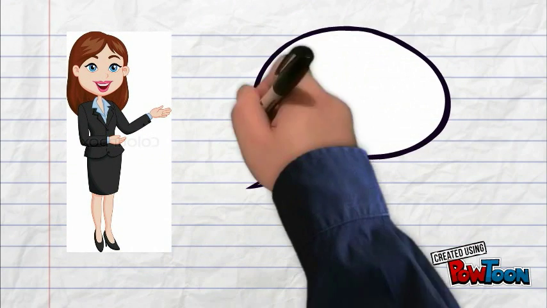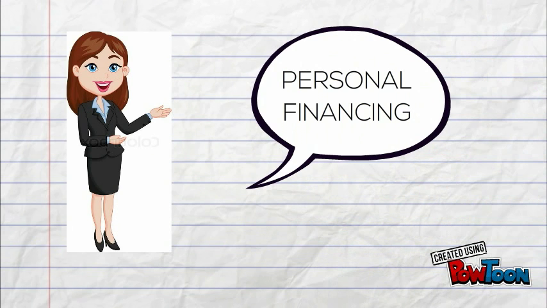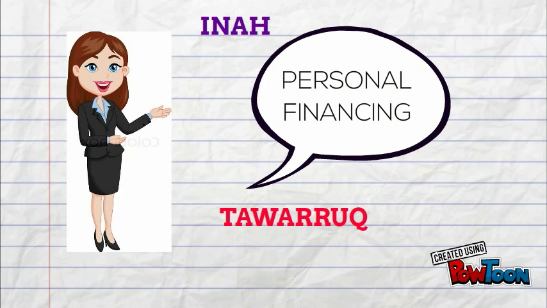Personal financing. Under personal financing there are three. First, Inah personal financing. Second, Tawarruk personal financing. And third, Rahnu personal financing.